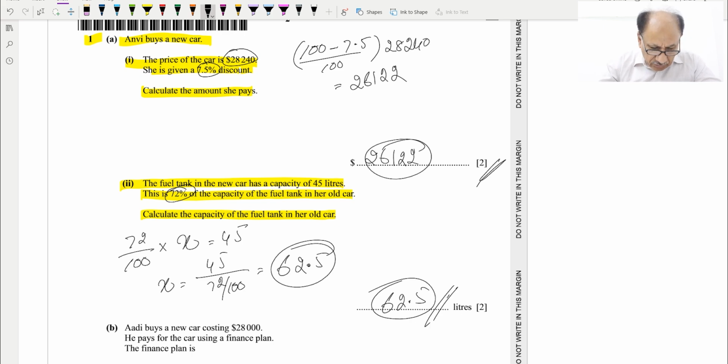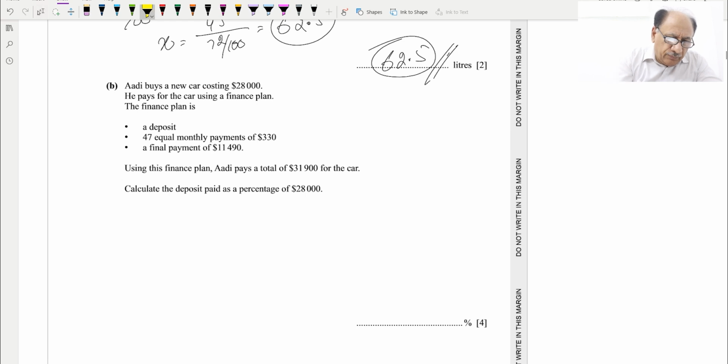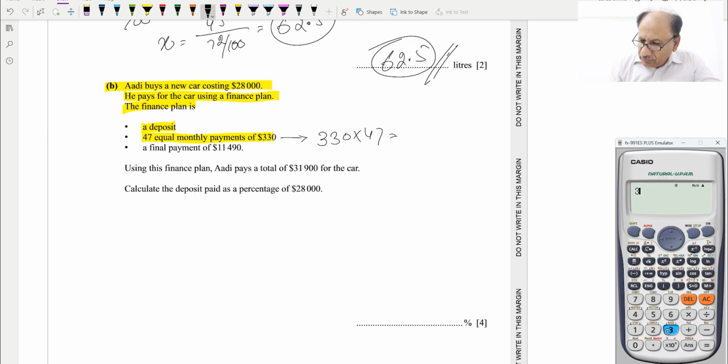Hopefully you understood this. Now part B says Eddie buys a new car costing this much. He pays for the car using a finance plan. The finance plan is a deposit, 47 equal monthly installments of 330 each. So we will be calculating these installments. We calculate 330 multiplied by 47, which is equal to 15510.